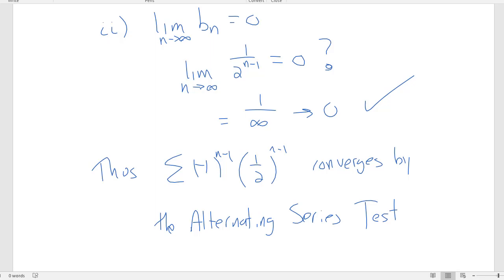Now, just to point out to you, this series was geometric. I didn't need to use the alternating series test at all. It was geometric, and because the r value in absolute value was less than 1, the r was technically -1/2, then |r| being less than 1 tells me the geometric series is convergent.